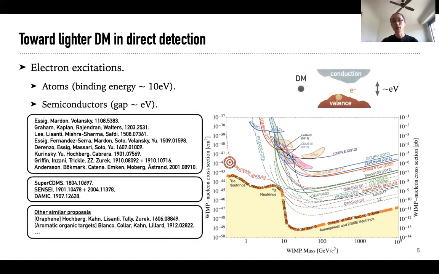A related set of ideas is to use crystal targets, especially semiconductors. When we put the atoms together in a crystal, we have to talk about the electronic band structure instead of individual atomic orbitals. We have the valence bands that are filled at zero temperature. There is a band gap, which is typically of order electron volts for semiconductors. And above that, there are conduction bands that are empty. The cartoon here is that when the dark matter comes in, it can trigger a transition from a valence band to a conduction band. And then we can try to detect the subsequent ionization or scintillation signals.